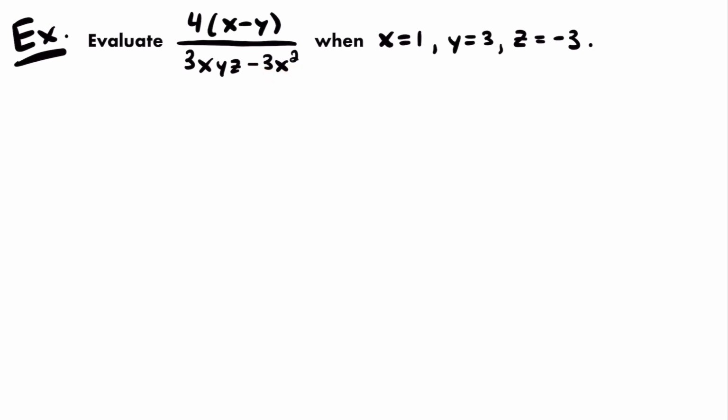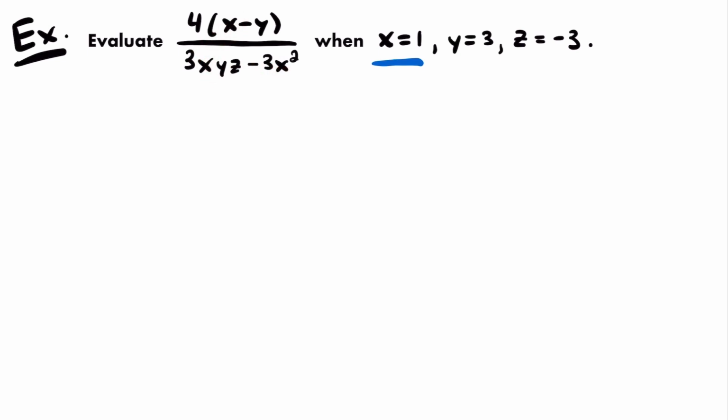And we want to evaluate that variable expression when x equals 1, y equals 3, and z equals -3. Okay, so the first thing that we want to do here is find x, y, and z in this variable expression and replace each of those variables with their respective values. All right, so starting with x equals 1, we have an x here, here, and here. So we want to replace all of those with 1.